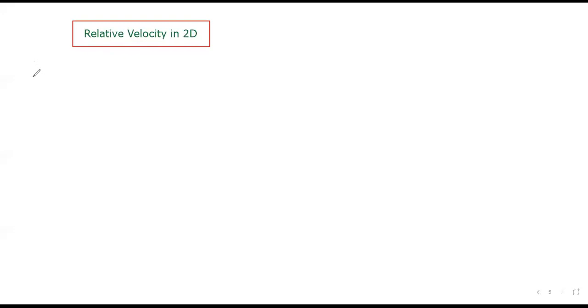So in relative motion, what happens? Two bodies will be moving in a plane, correct? Two dimensions, just like we have done projectile motion. So if you want to add them and find the relative velocity, you use vector rules. Suppose these are the two bodies, one body is moving here and one body is moving here in some direction.